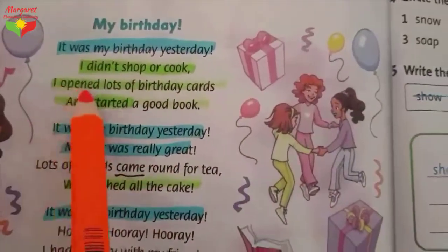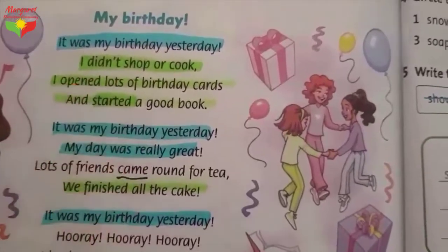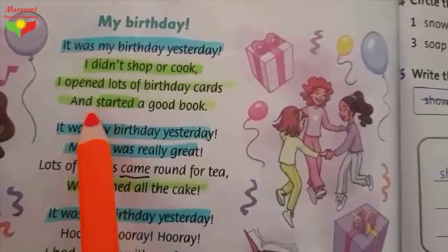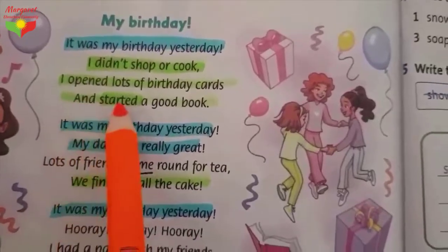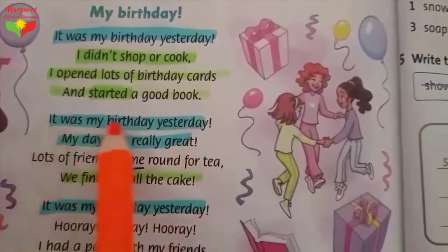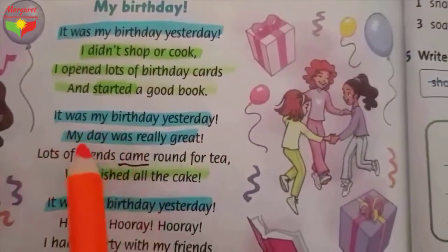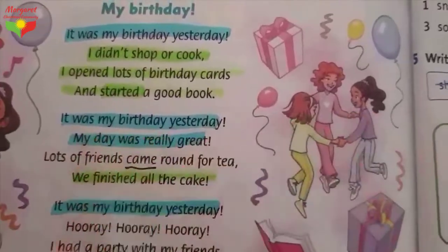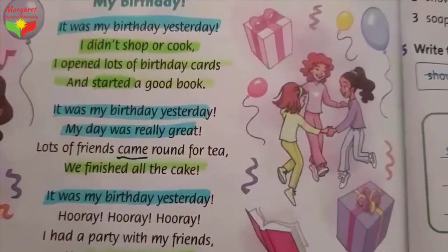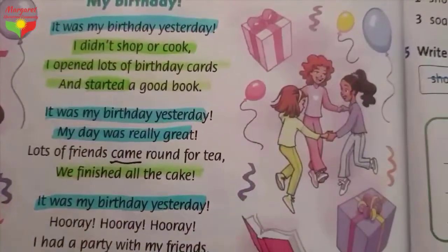So this one, I opened. You see, we have the subject and opened. We have ed on this verb, so open is one of the regular verbs. And started. Started also is one of the regular verbs. It was my birthday yesterday. So this sentence is repeated again, and it is a past simple sentence. My day was really great. So this sentence also is written with past simple be, because we have the verb to be, was.